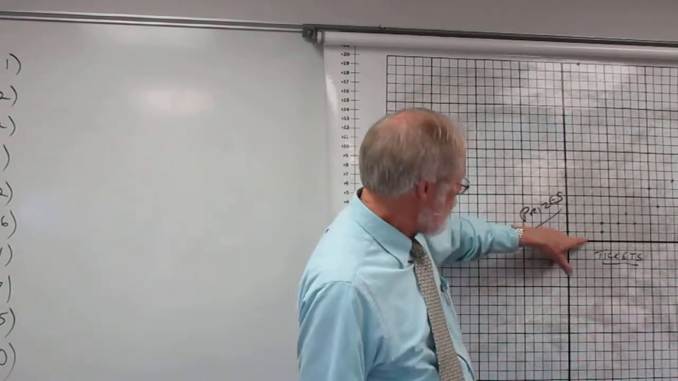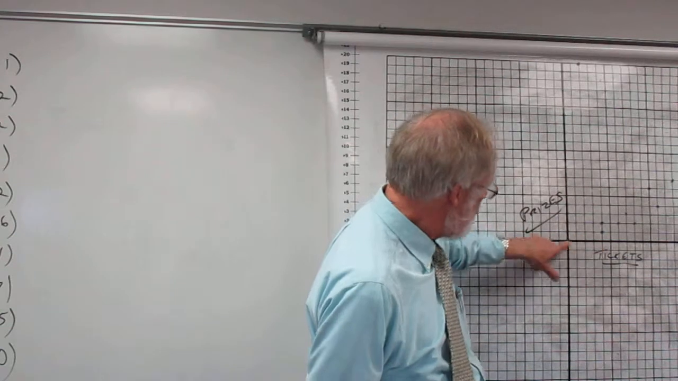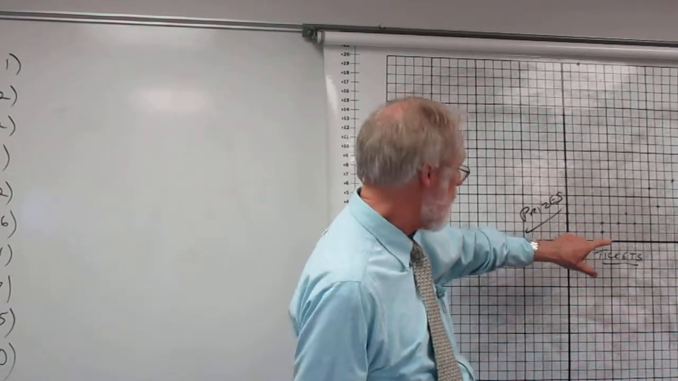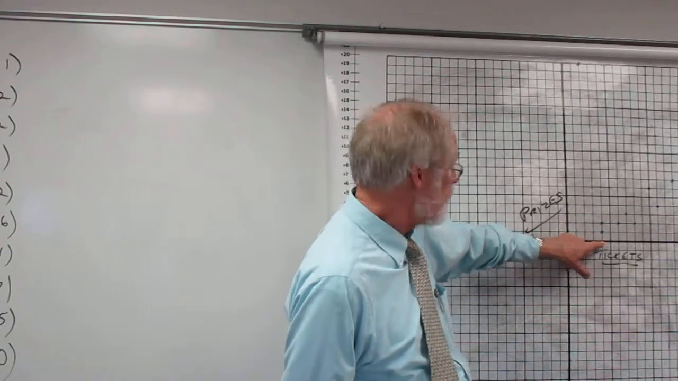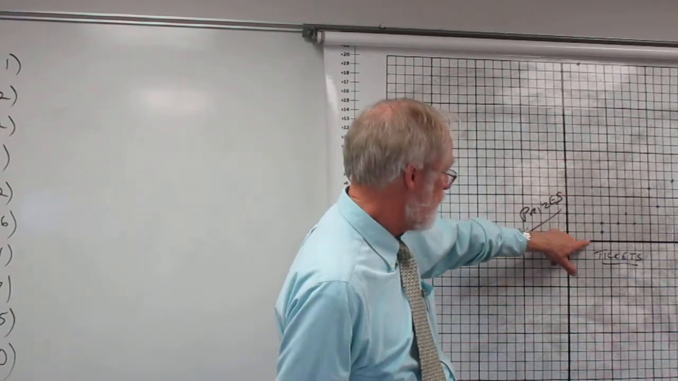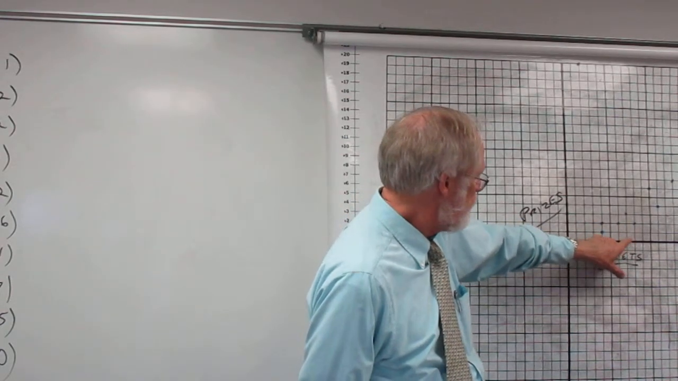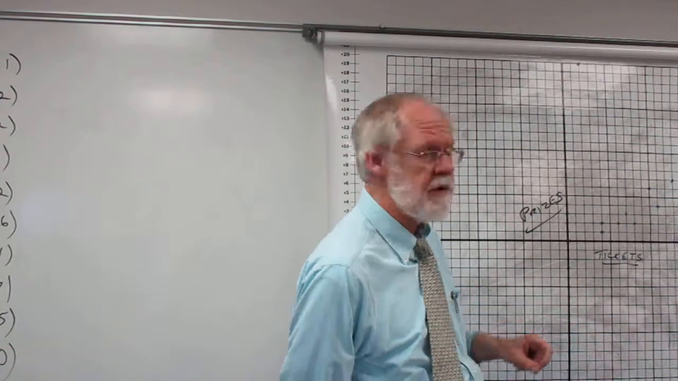So, along here, for example, this would be 4 tickets purchased and someone got 1 prize. 4 tickets purchased for someone else got that person 2 prizes. 6 tickets purchased got someone 2 prizes. 7 tickets purchased got someone 3 prizes.